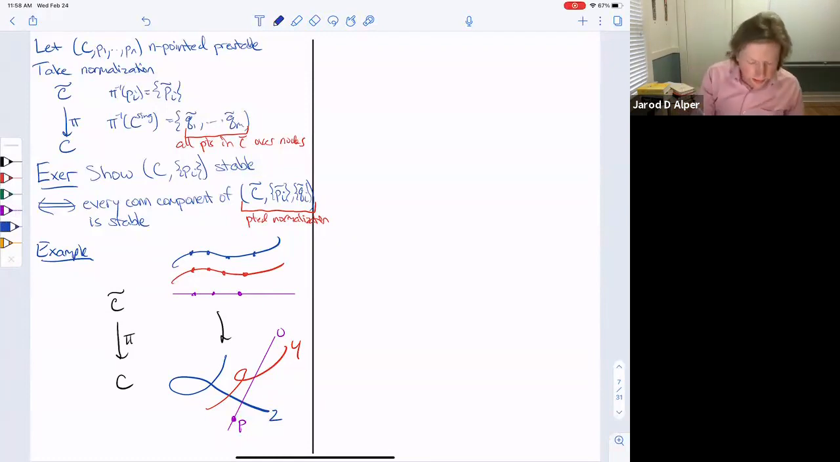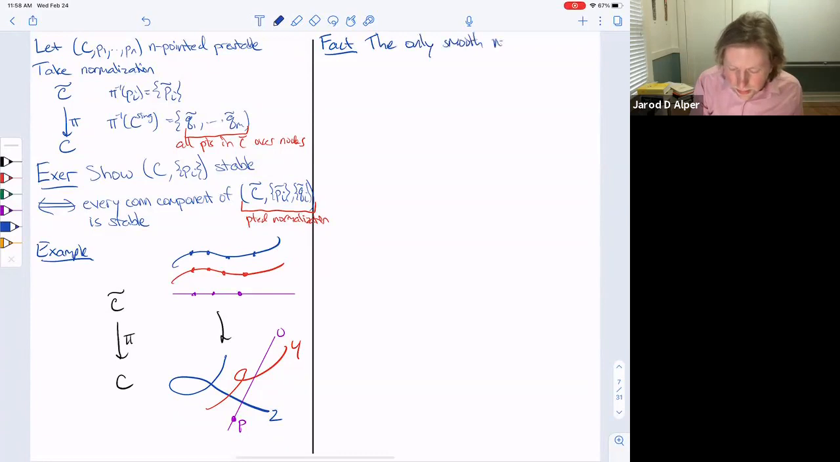All right, so we're after an equivalent characterization of stability for pointed curves, and one of the facts we're going to rely on is the following property for smooth curves. The only smooth n-pointed curves (C, p_1, ..., p_n) with the automorphism group infinite are the following.